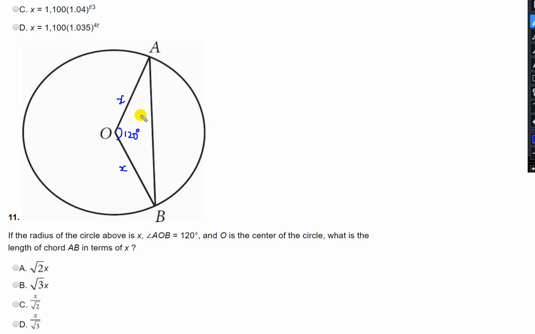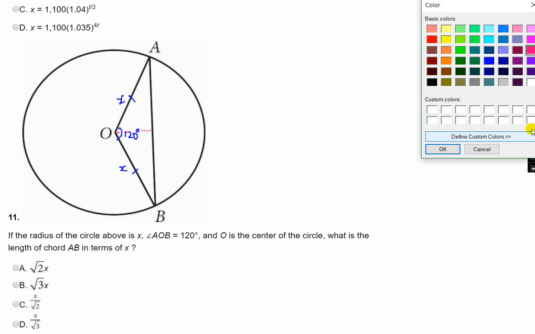Now, you see this is isosceles, since both sides are the radius. Now what we're going to do is drop a perpendicular line onto line AB. Let's put a different color.